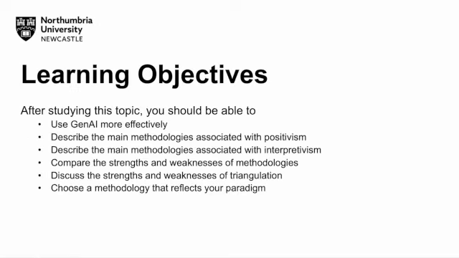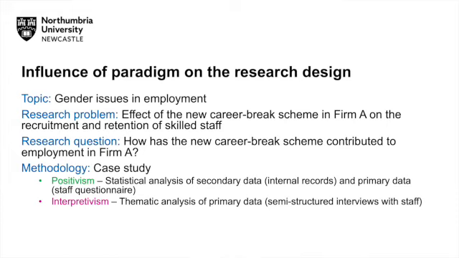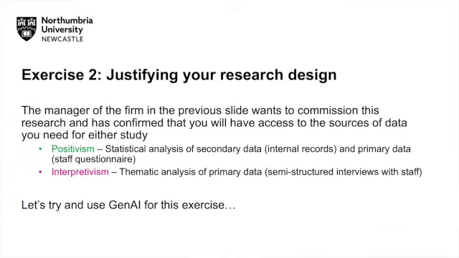In the primary activity, a fake firm is described. They want to evaluate the impact on recruitment and retention of a career break scheme. Instead of using their brains and understanding, students are asked to use GenAI to make a recommendation about whether a positivist or interpretivist approach would be most suitable.